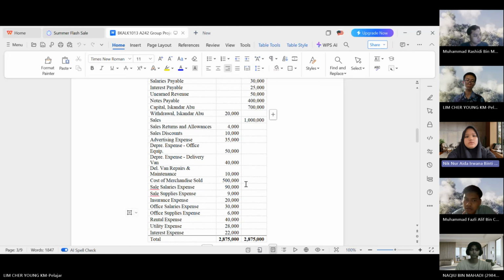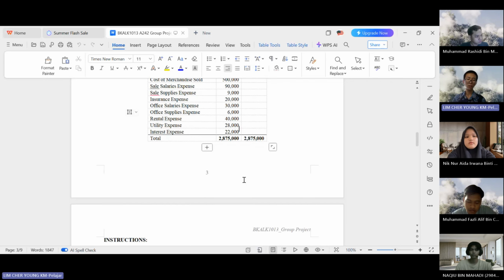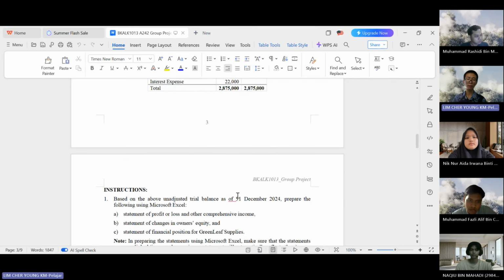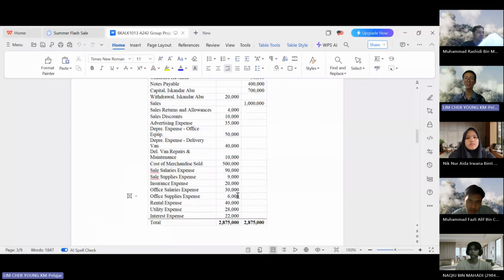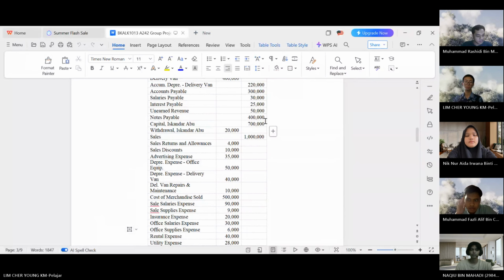Now let's move on to the changes in equity. For the statement of changes in equity, we start with capital of 700,000. Then we add the net profit from the previous statement and minus any withdrawals. I think the withdrawals are 20,000, right? Yes, correct. So the final figure we get is the closing capital, which we will carry forward to the balance sheet.